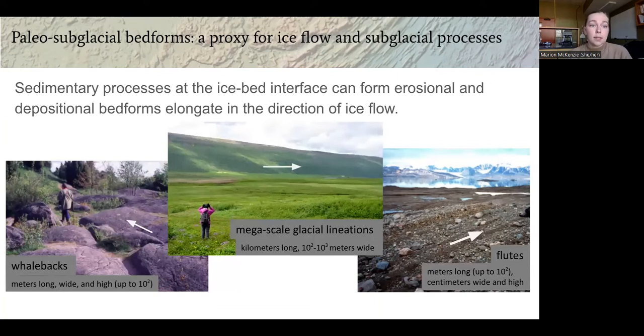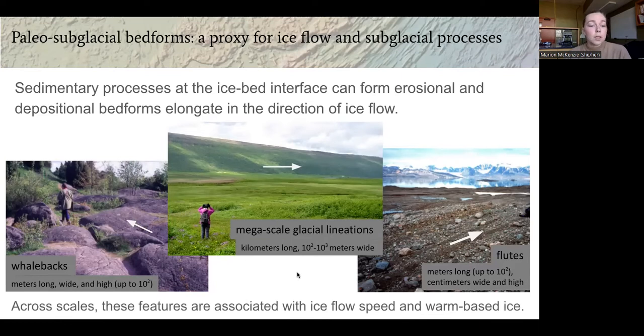As ice moves across the landscape, the sedimentary processes at the ice bed interface can form erosional and depositional bed forms that are elongate in the direction of ice flow. Some examples of these are shown in the images below, where whalebacks are erosional features elongate in the direction of ice flow and can be found to be meters long, wide, and high, while megascale glacial lineations and flutes are both depositional bed forms, but range in size. So MSGL are kilometers long and 100 to 1,000 meters wide, while flutes are only meters long and centimeters wide and high.